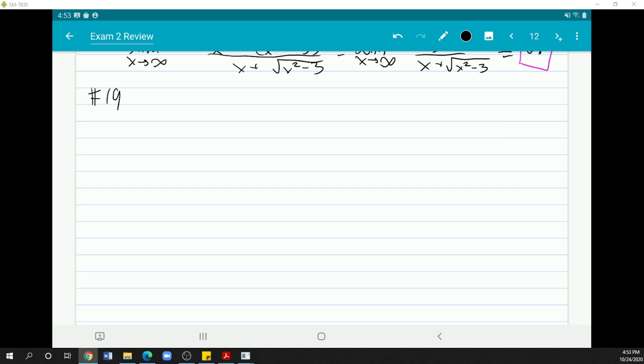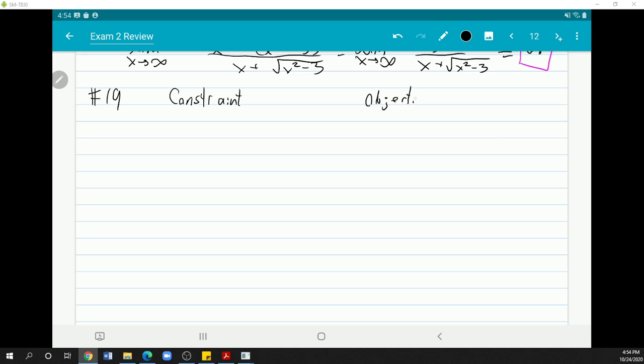All right, working on number 19, skipping 18 for the sake of time. Find two numbers whose difference is 10 and whose product is minimal. So I want to find the thing with the smallest possible product. So what do I do? I find my constraint and my objective function.